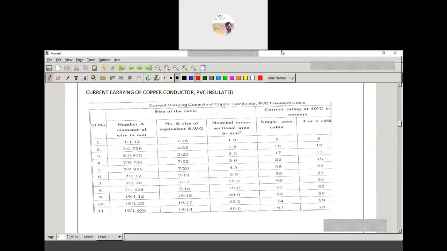So here for aluminum wire, this is the classification.